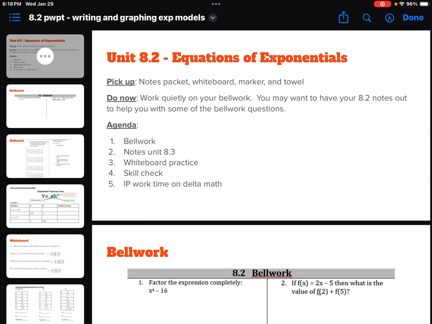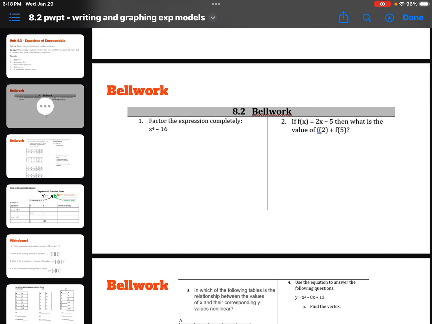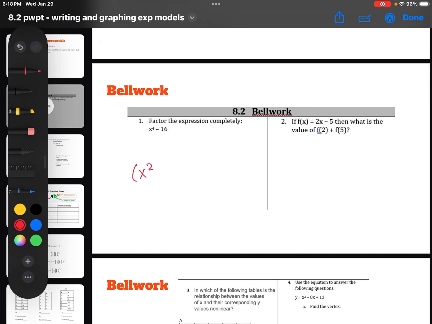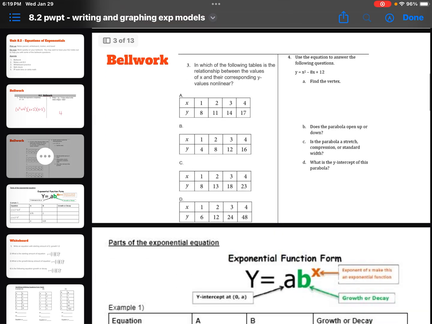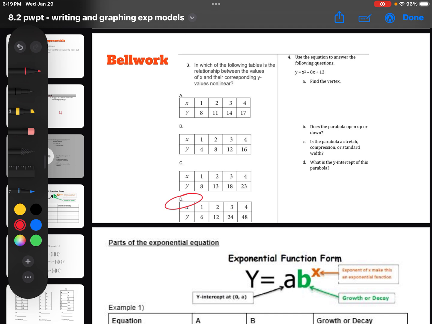So your teacher should have already gone over the answers to the bell work with you, but if they did not, the correct answer for this first one should have been x squared plus 4, x plus 2, and x minus 2. Second one, the answer should have been 4. On the next one, the correct answer should have been graph D. On the last one, the vertex is (4, -4). The parabola opens up, has a standard width, and the y-intercept is that c value of 12.